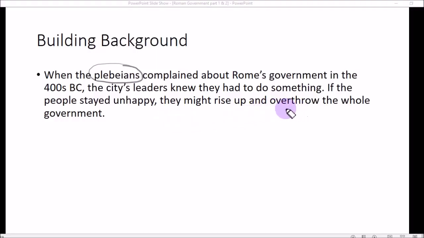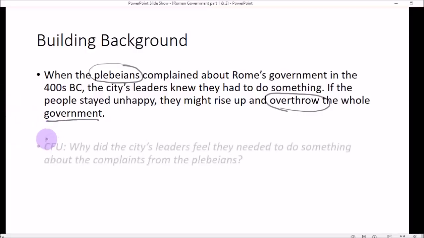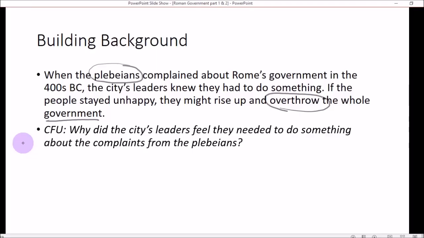Overthrow means to get rid of or destroy, kind of. Probably not destroy, but get rid of, replace with something else. And our word is government, spelled government. Okay, so that's something we learned before, building background. Let's go to the CFU. Why did the city's leaders feel they needed to do something about the complaints from the plebeians?